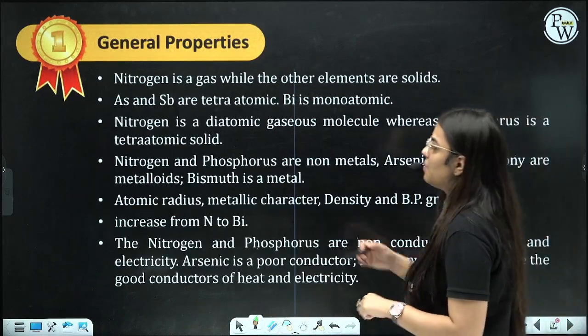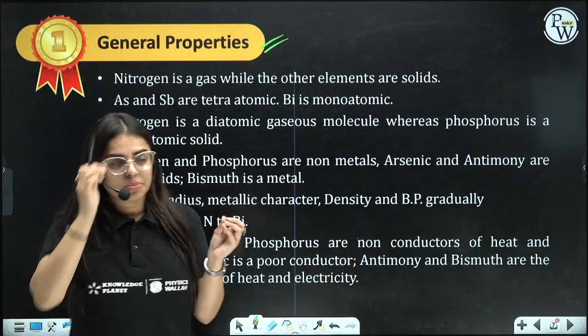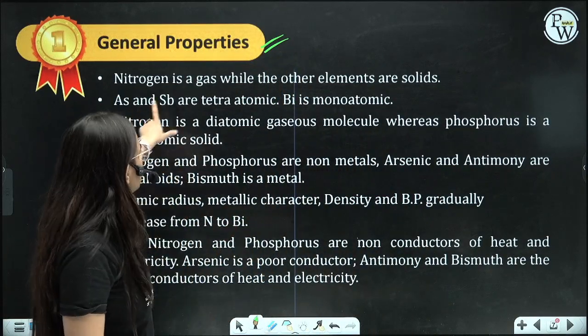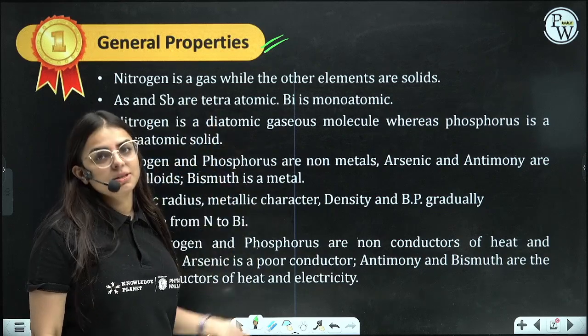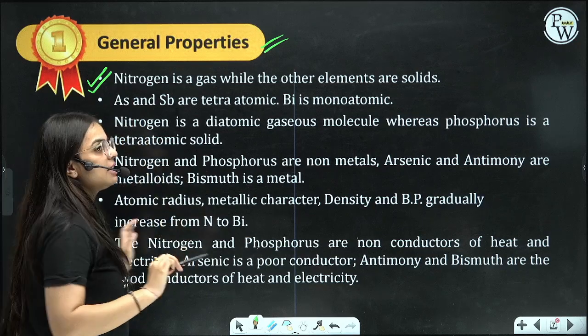Okay, let's move on to the next part. Now we have general properties. Very easy, interesting segment. If I talk about nitrogen, nitrogen is a gas while other elements are solid in nature. So do remember this. Nitrogen is a gas while other elements are solid in nature.